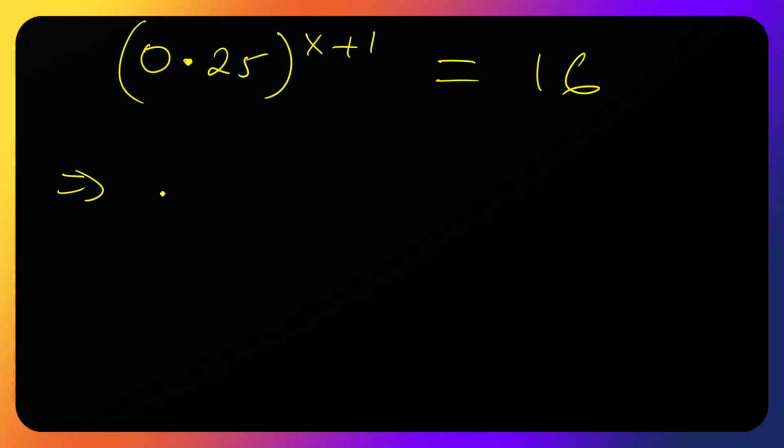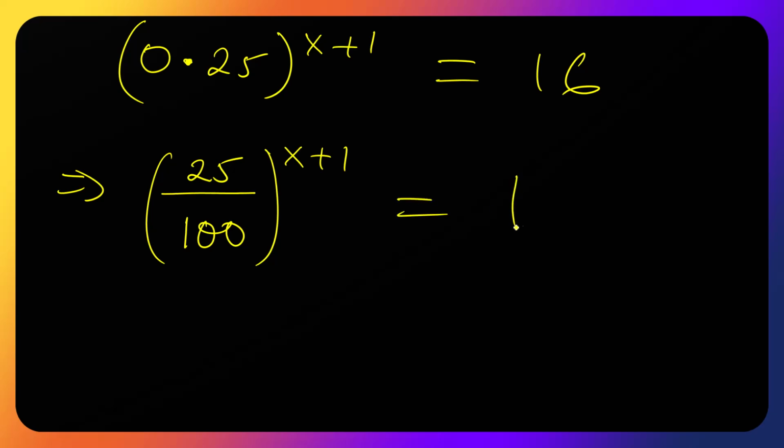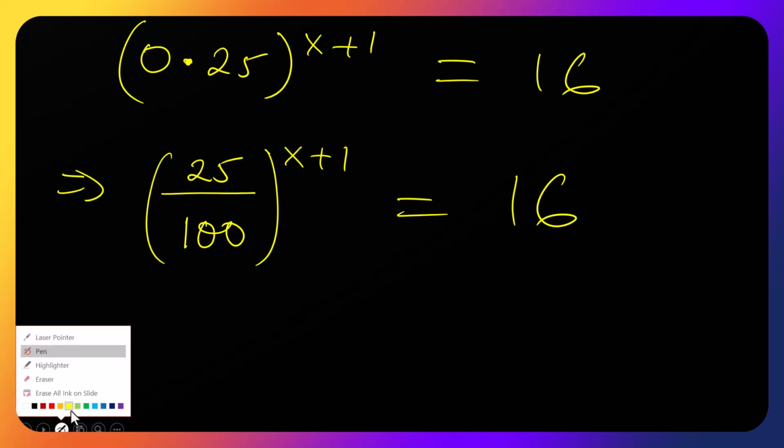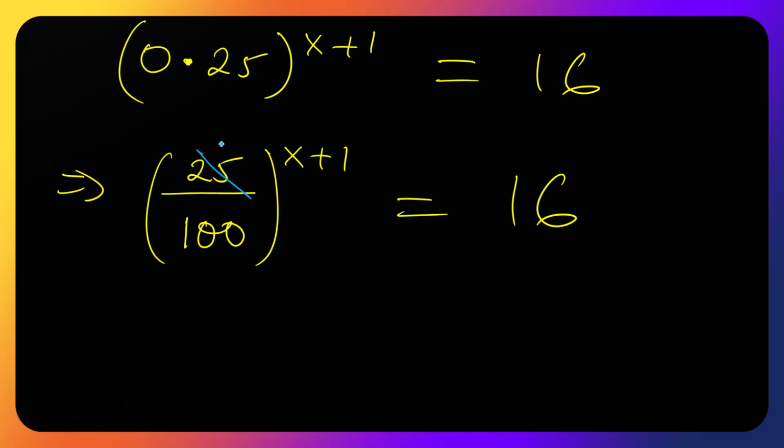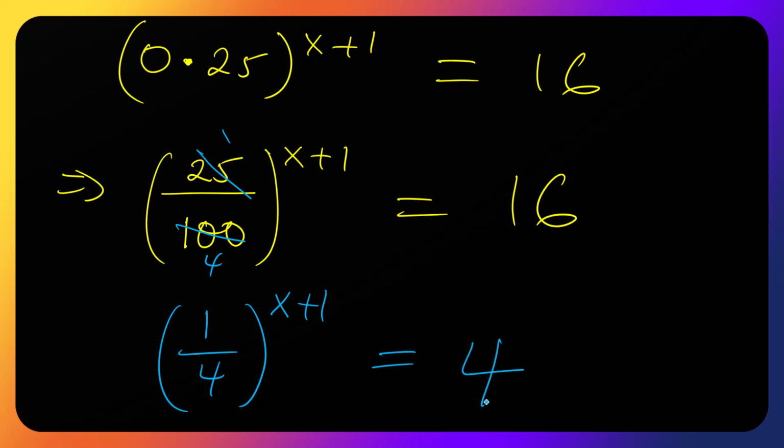So I'll put 1 there. 1, 2, 1, 2. So it's 0.25, so I'll put the 25 here. That will be 25 over 100, to the power of x plus 1 equals 16. But 25 on 100, 25 here 1, 25 here 4. So that will be 1 over 4 to the power of x plus 1. And remember 16 is the same as 4 squared. So I'll make it 4 squared.